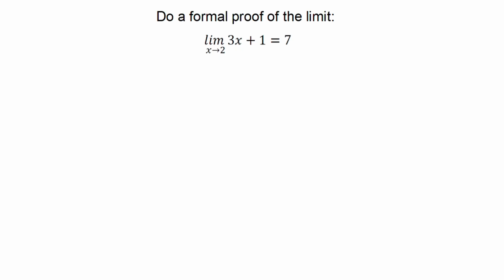The limit as x approaches 2 of 3x plus 1 equals 7. And so the way we always start these is with our given, right? So we're going to start with given epsilon greater than 0. We want to choose delta equal to something, which we'll figure out in a second.